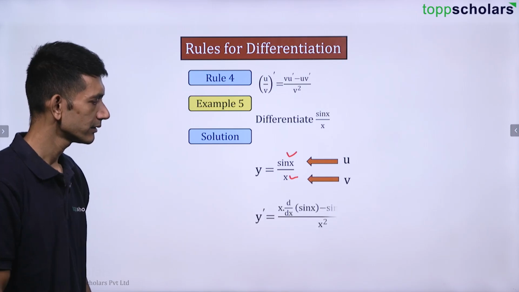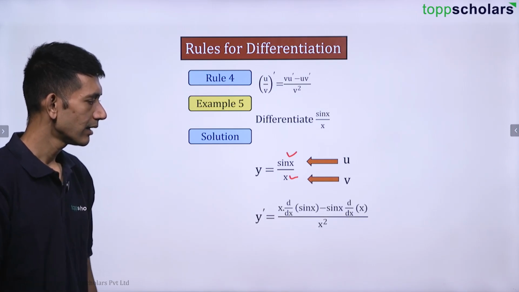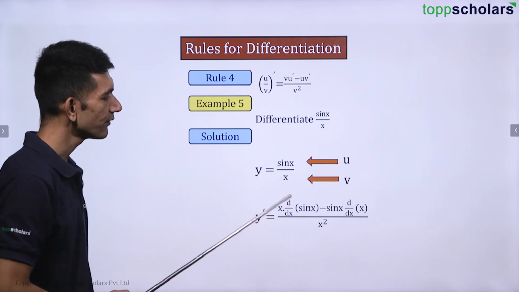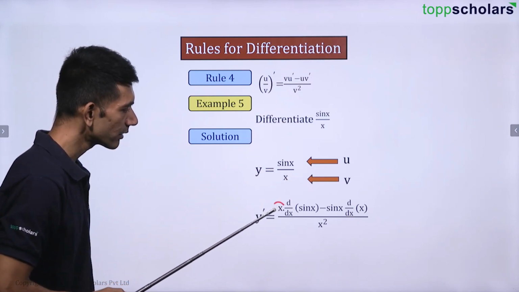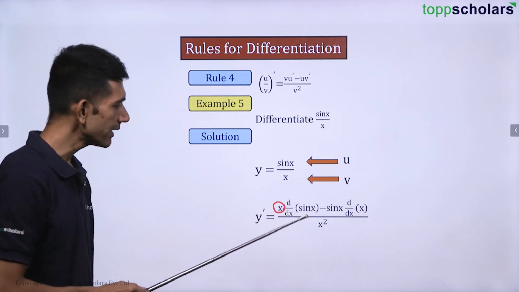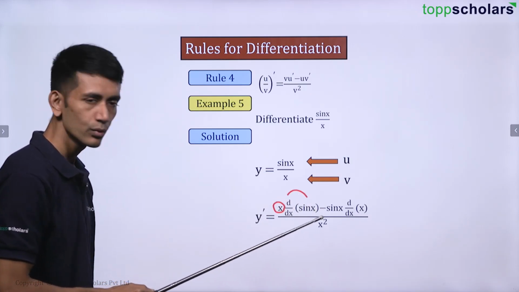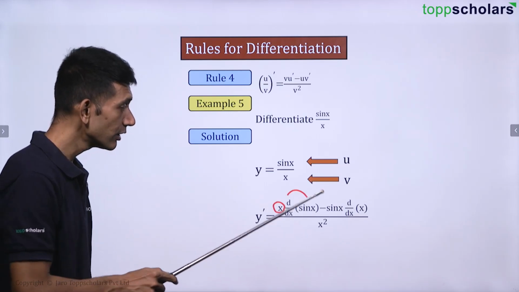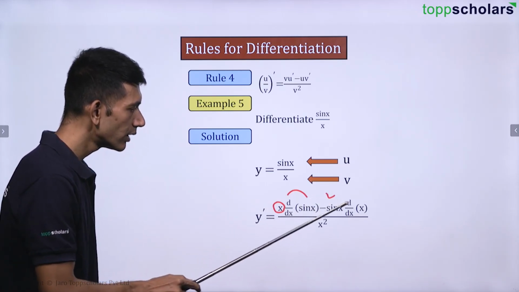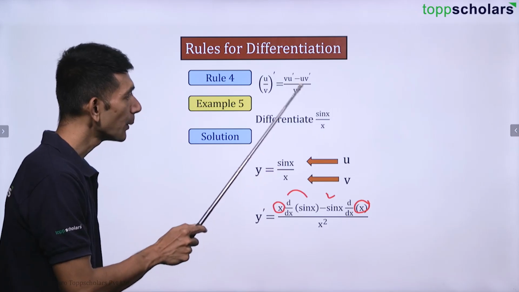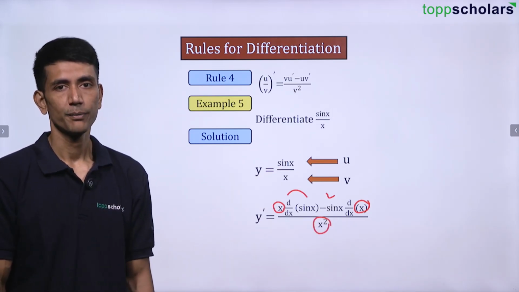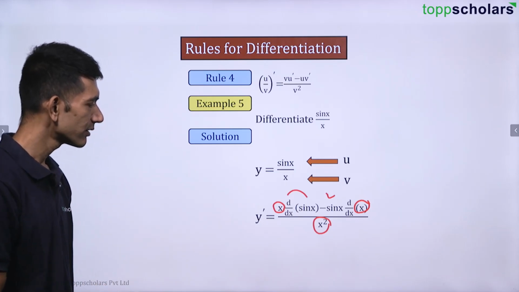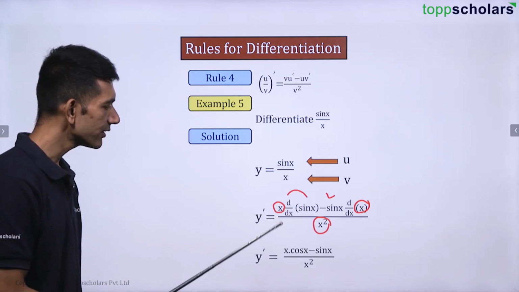Correct? See here. Now understand. How do we solve this? You can see here, v derivative of u. We'll write down v, that is the denominator. Derivative of u minus u derivative of v by v square in the denominator. I hope this part is clear. So just solve this. You're going to get x as it is.